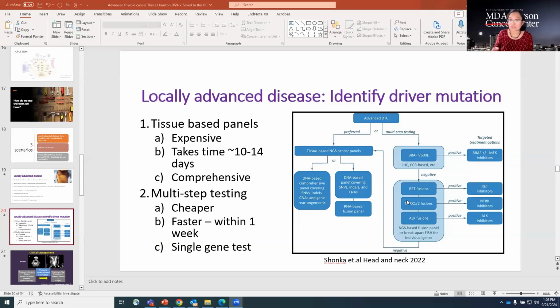But when we do these tissue-based NGS cancer panels, we want to make sure that it covers gene rearrangements like RET fusion or ALK fusion, copy number variations, etc. Because the mutations that are present in addition to the driver mutation tell us whether this patient is going to respond to this drug or may develop resistance down the road. So that information is very helpful.